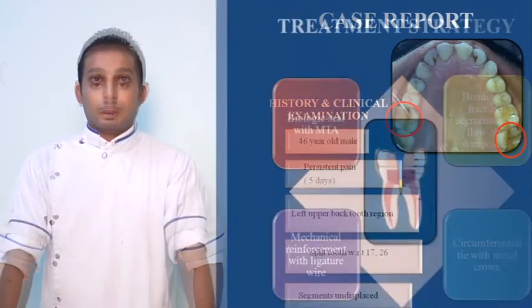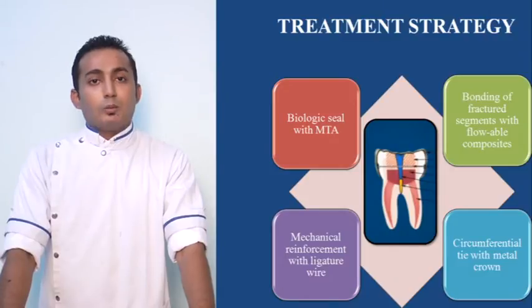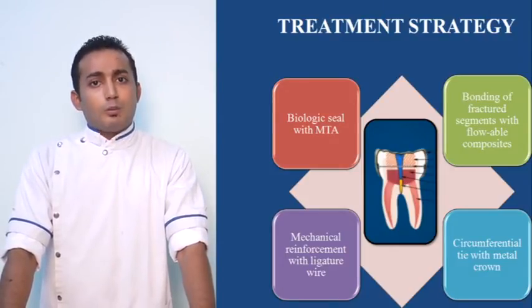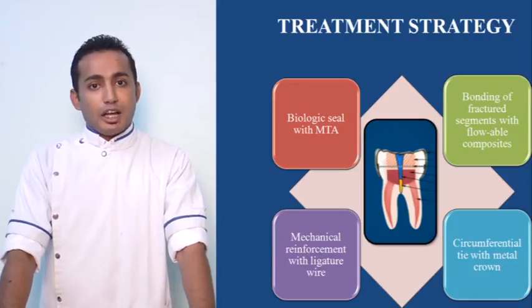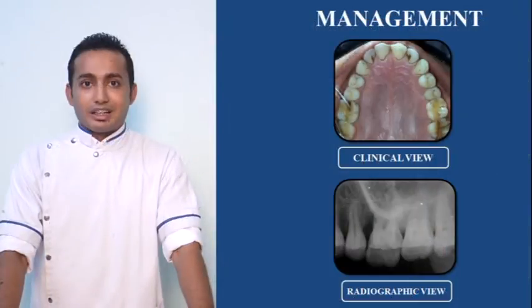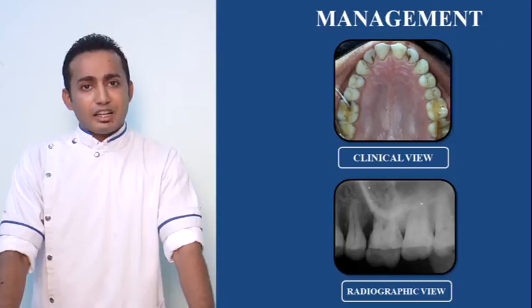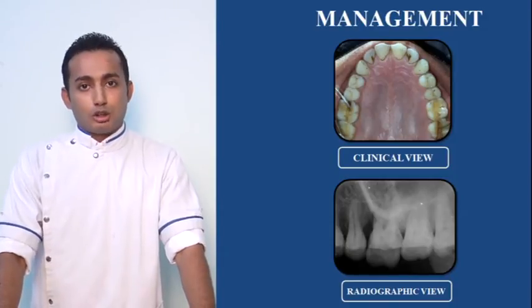Since the fractured segments were undisplaced, it was planned to provide biological seal with the help of MTA, to lute the fractured segments with the help of flowable composite, and to provide mechanical reinforcement with the help of ligature wires and circumferential tie with the help of an all-metal crown. This slide shows the clinical and the radiographic images of the fractured tooth.